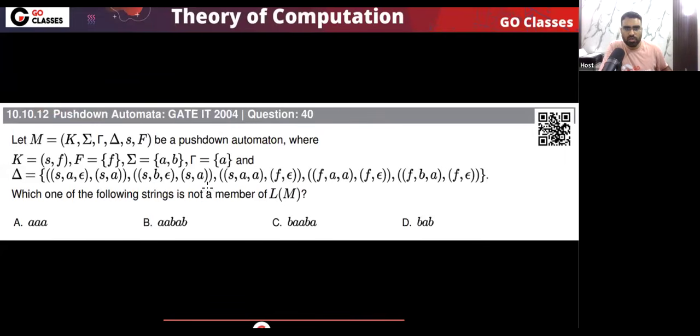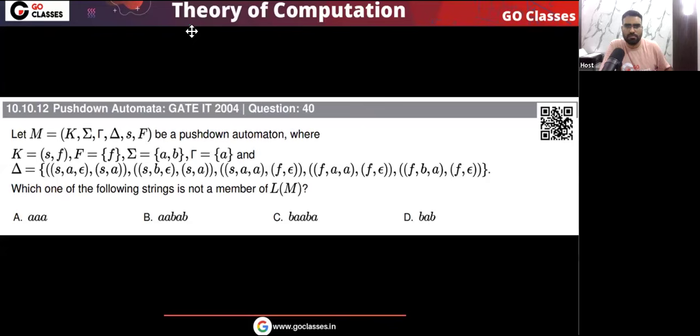Let's solve this GATE 2004 question. So a push down automata is given to us where K is the set of states. There are two states S comma F, where F is the final state. Alphabet is A comma B. The tape alphabet is only A. Now these are the transitions that are given to us. Which of the following strings is not a member of LM?